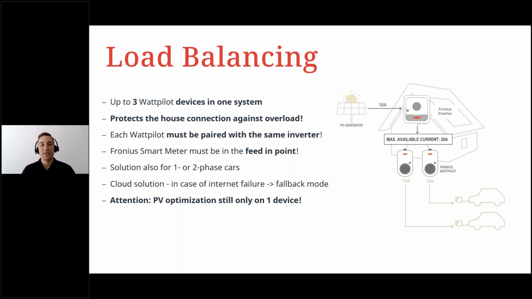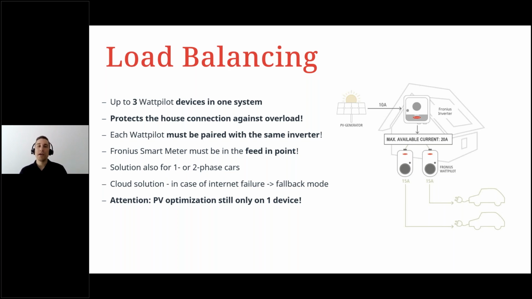So I have talked about 3 Wattpilot devices in one system, but please take care: the PV optimization, so that the Wattpilot is following our PV sun curve, is still available on only one device. It is possible, however, to do the load balancing up to 3 devices. You can set up, for example, a fixed charging current, and then the Wattpilots are communicating to each other that there is no overload at the feeding point. However, the PV optimization is still available on one device.